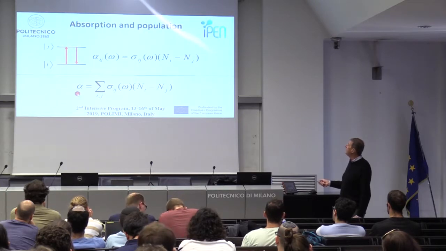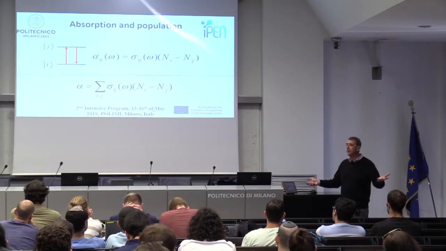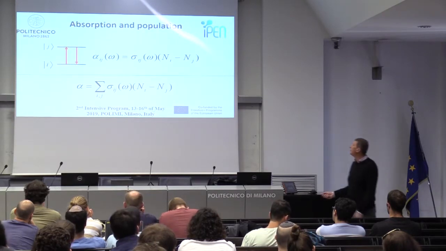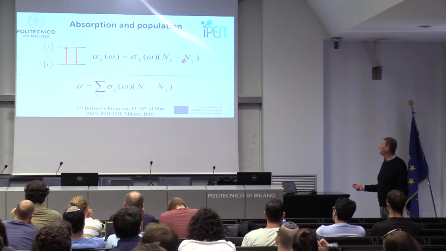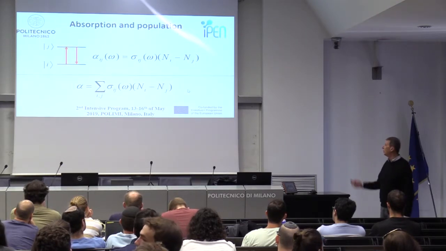And the final absorption of the material is a superposition of all possible transitions in your sample. Of course, you have to take into account that if Ni is 0 and Nj is 0, then you may have empty levels. Of course, they do not contribute.